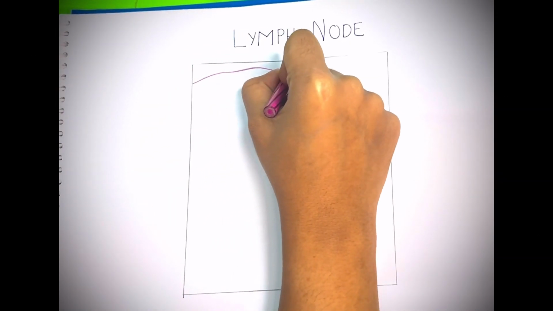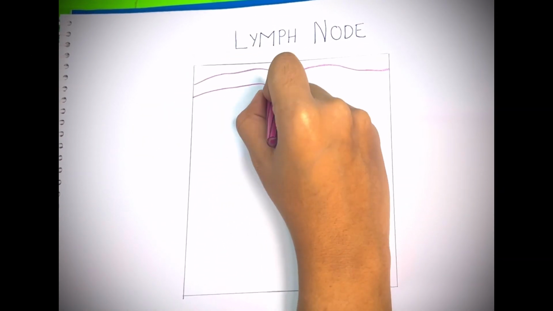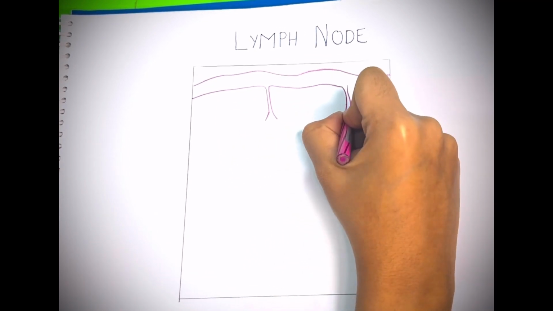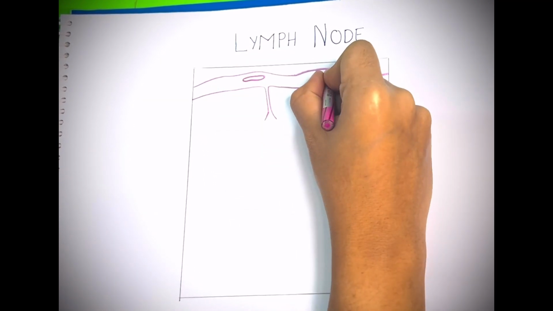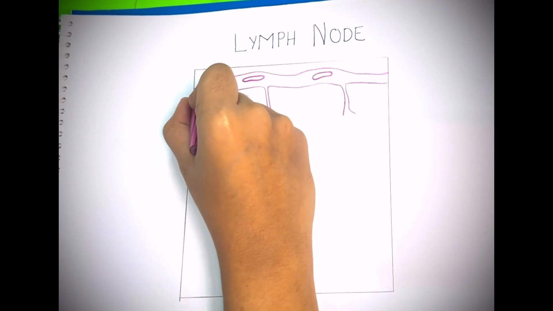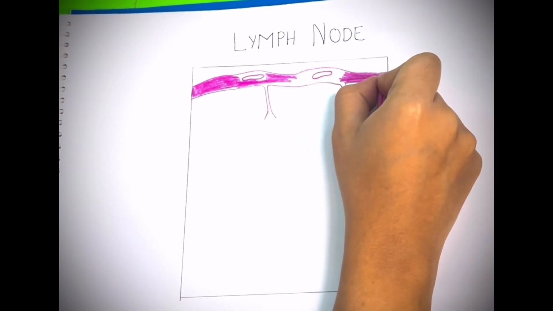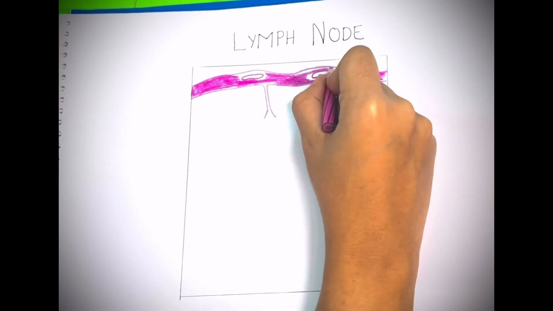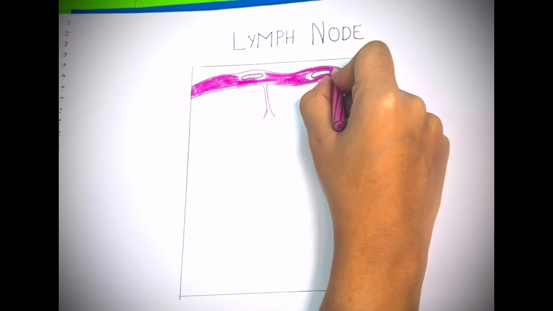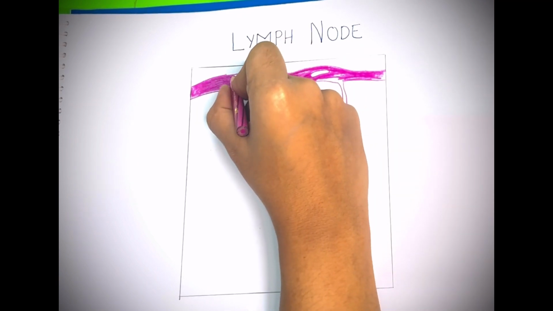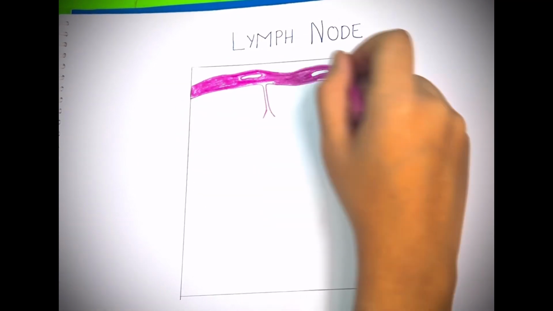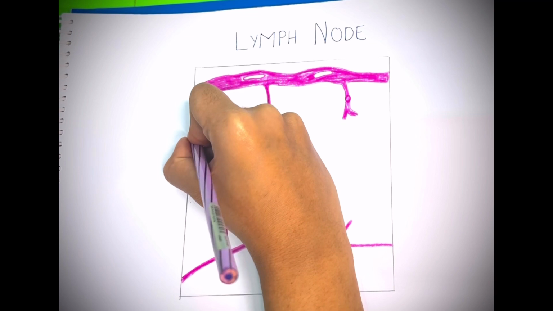Lymph nodes are small masses of lymphatic tissue along the course of lymphatic vessels. When a section through a lymph node is examined, you can see an outer cortex which contains densely packed lymphocytes and an inner medulla, which is lighter staining. The lymph node is surrounded by a capsule.